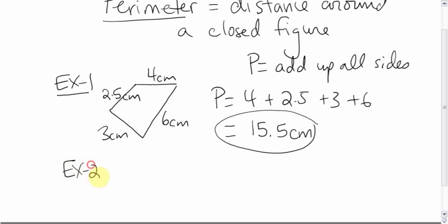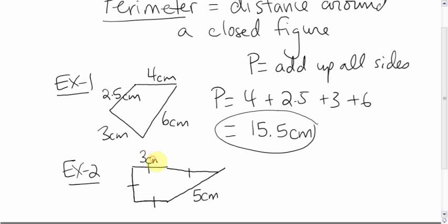Okay? The next example, let's say you had something like this. And we're told that this side, this side, this side, and this side are all equal. And this side is 5 centimeters, whereas this is 3 centimeters. How would you do that? Well, remember, these little dashed lines tell you that all these sides are equal.